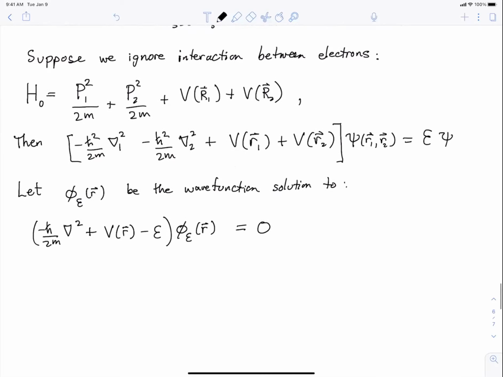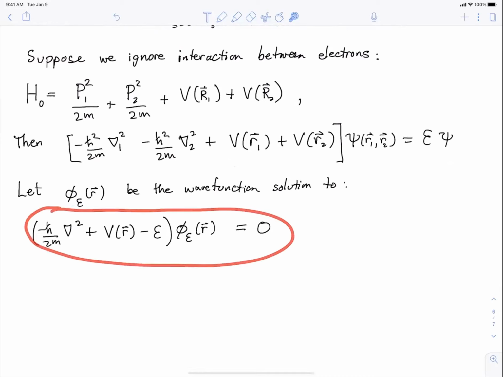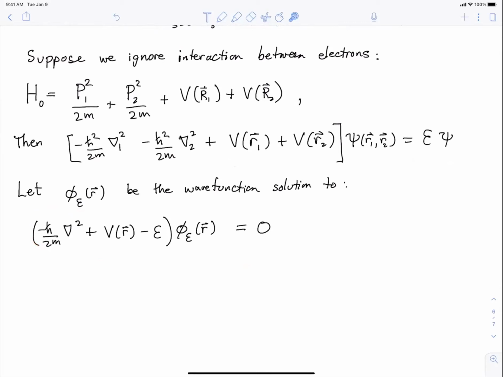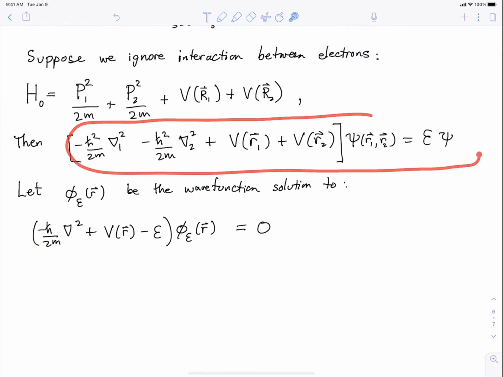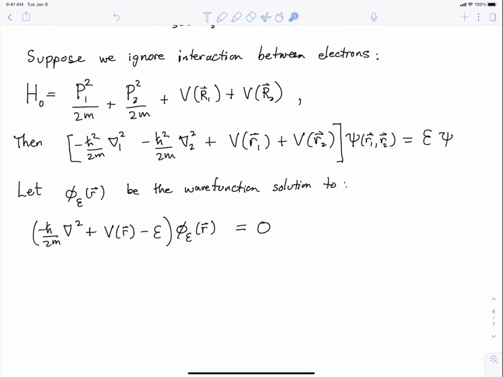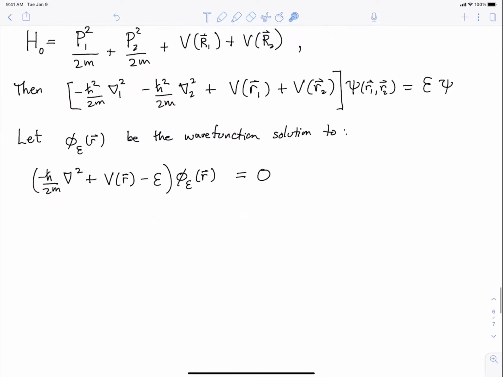Okay, and so the idea is if I can solve that equation, then I just multiply any two of them together and it will solve this differential equation. The key thing being that there's no potential that mixes up the two coordinates. Okay, so that will mean that we have the following unperturbed energy eigenstates.